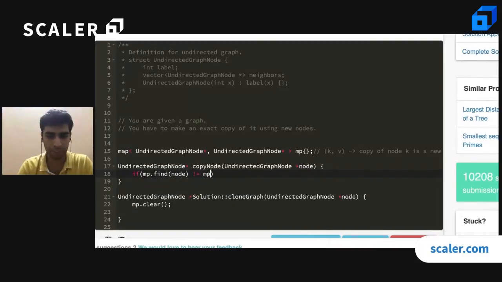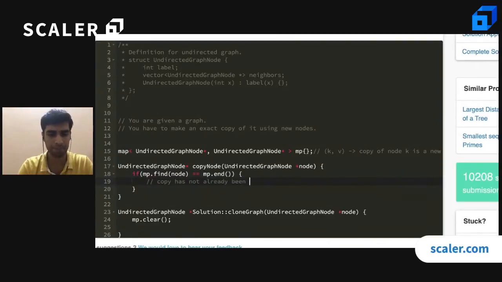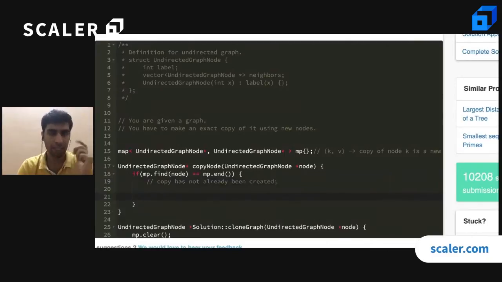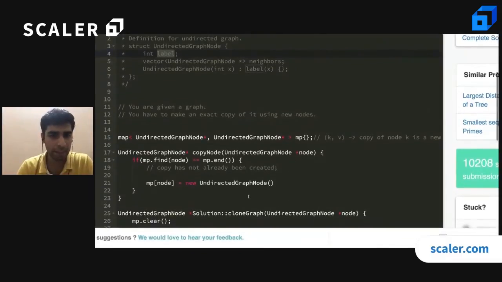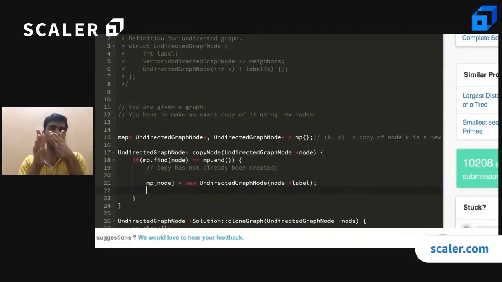So if mp.find(node) is equal to mp.end, this means that a copy has not already been created, right? And now I will try to create a copy. How can I create a copy? I can say mp[node] is equal to a new undirected graph node. And if I see here the constructor of the undirected graph node, you should pass the label, basically the value that is stored inside that node, in the constructor. So what is the value of that node? It will be node label. Right. So now I have created a copy of that node in the graph.